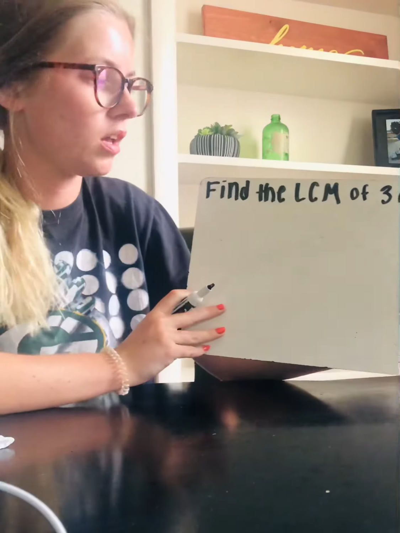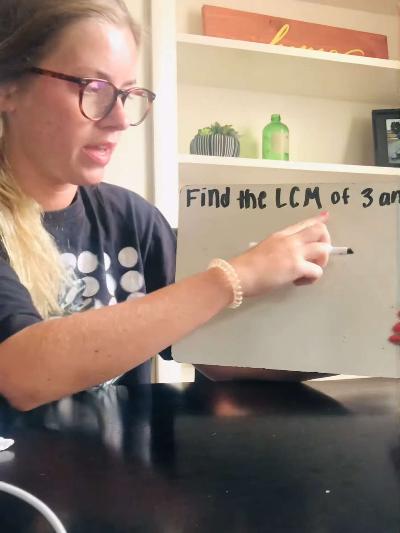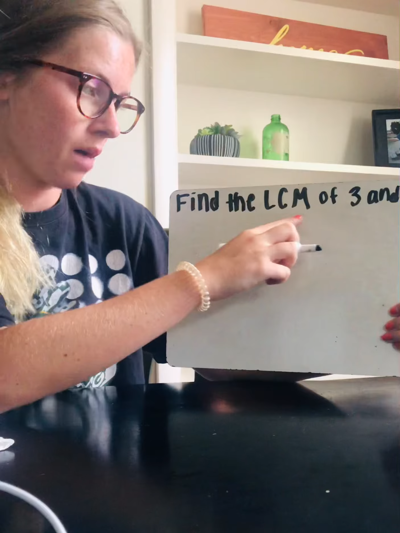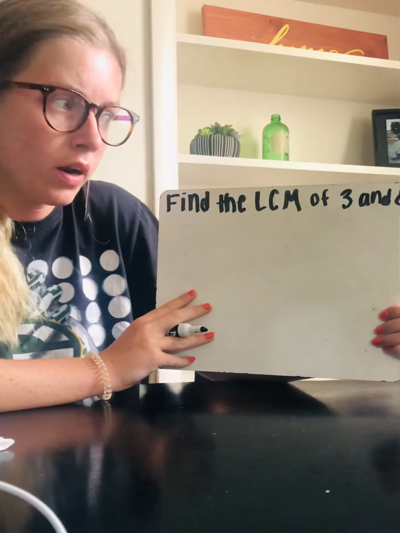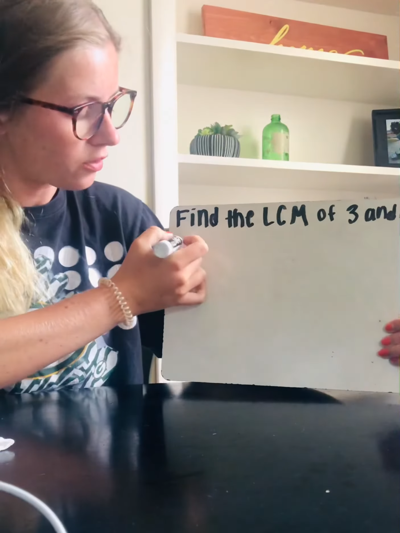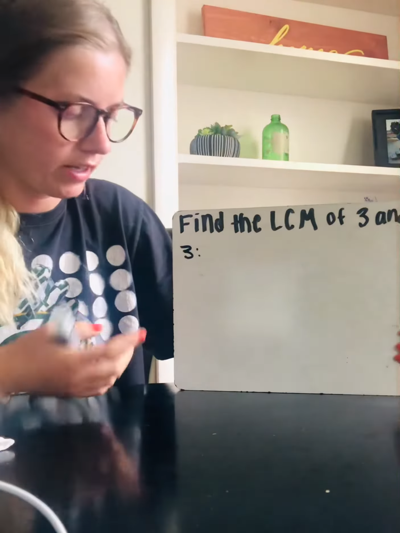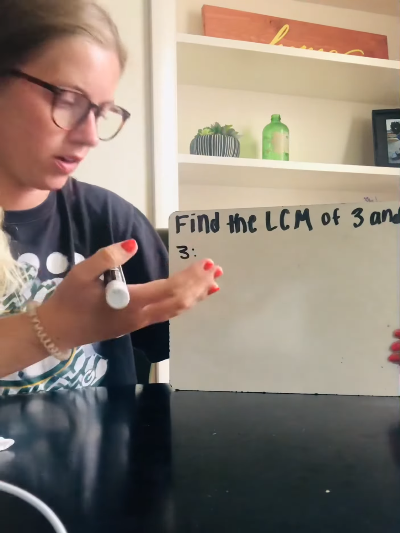Today we're going to be talking about how to find the least common multiple. That's what LCM stands for, least common multiple. One way to do it is to simply count by the multiples. So if I was to do my multiples for 3, it's just multiplying 3 by another integer.